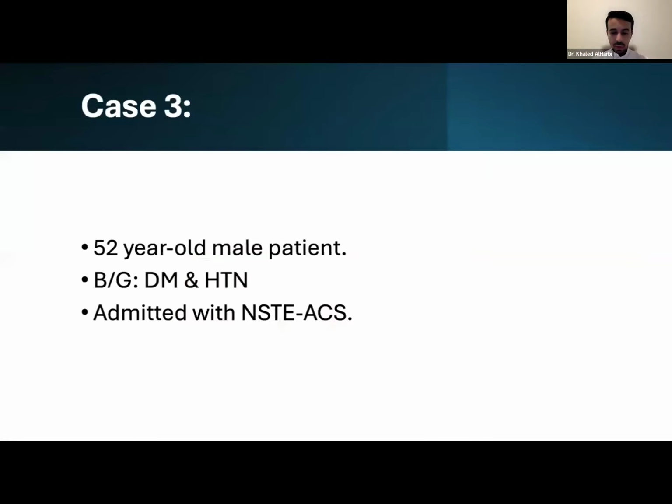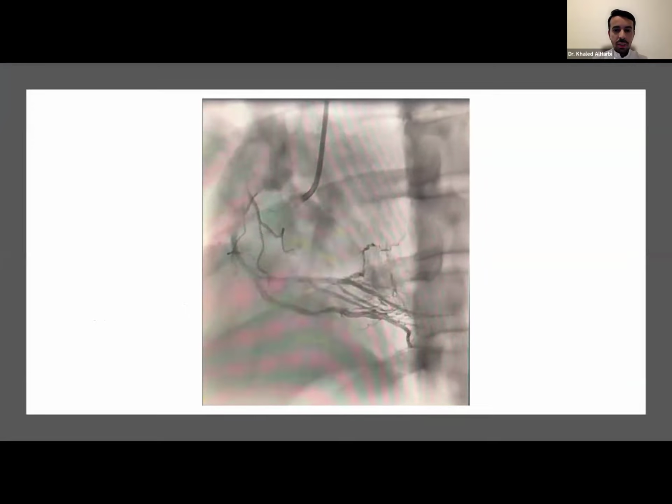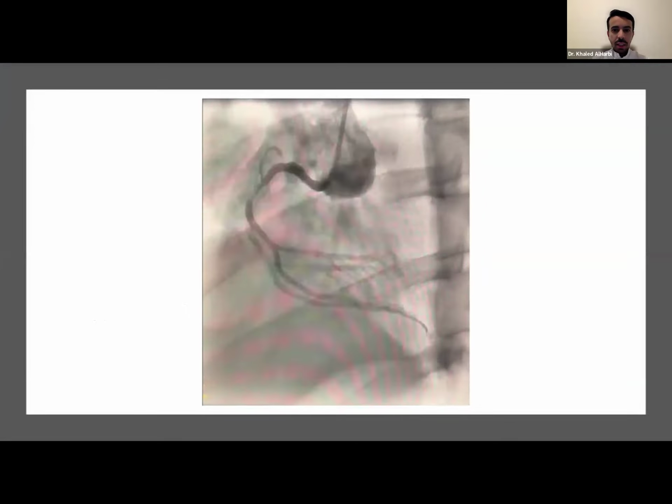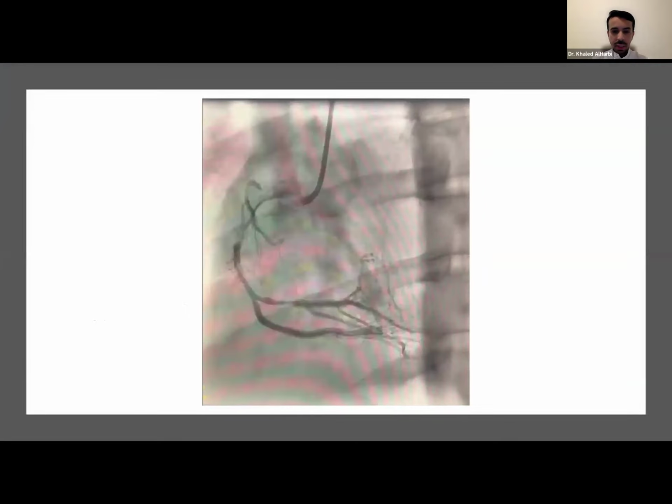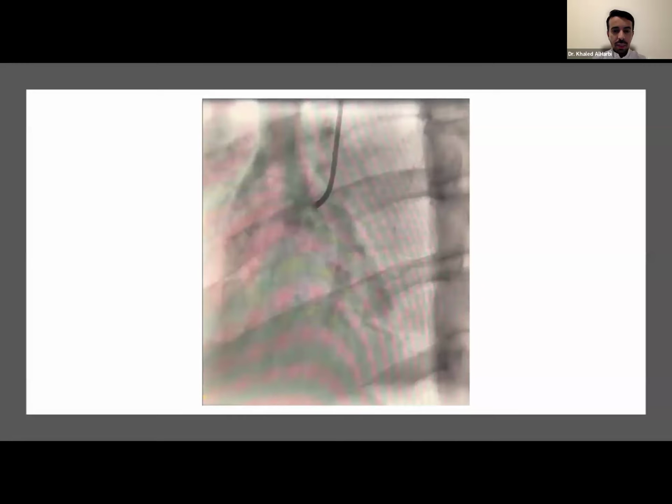Okay, go ahead. Okay, so this is the third case. So this is a 52-year-old male. He has a background history of diabetes and hypertension, and he was admitted with non-ST elevation myocardial infarction. He had long lesion of RCA, it's almost from proximal to distal. He had CTO proximal LAD, as you can see here from the collateral, from the RCA.